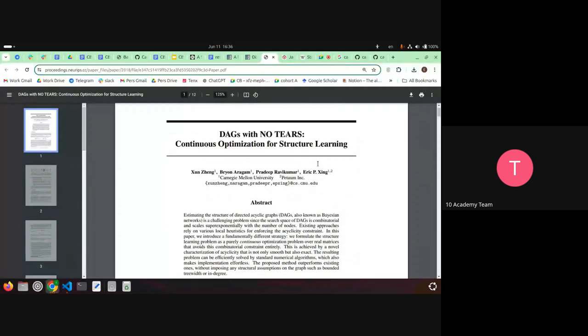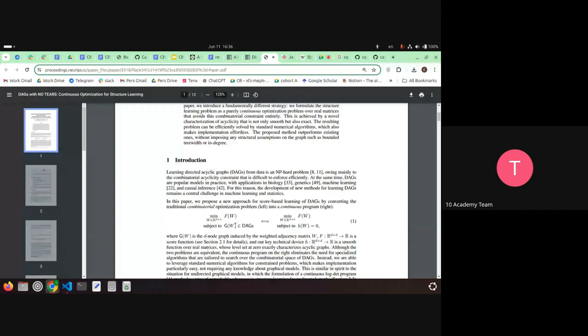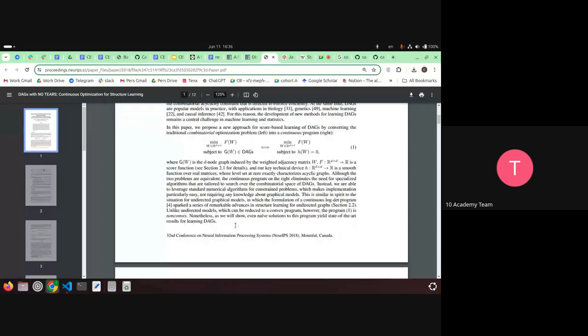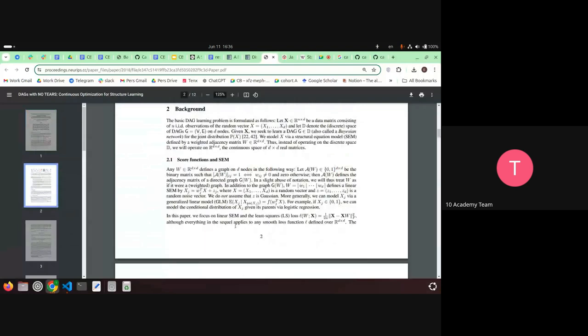What I'm saying here is a theoretical background for how the NoTears algorithm goes about solving this issue. What they do is solve the problem of looking for the right DAG that minimizes the loss function. The loss function is the difference between the predicted value and the true value from the data. Let me just find the equation.